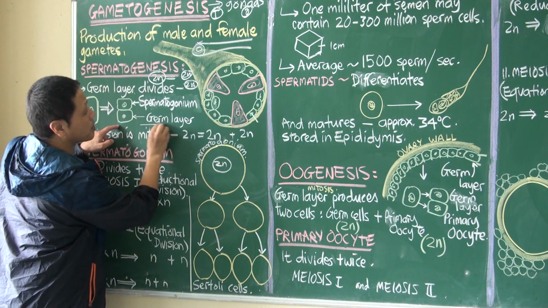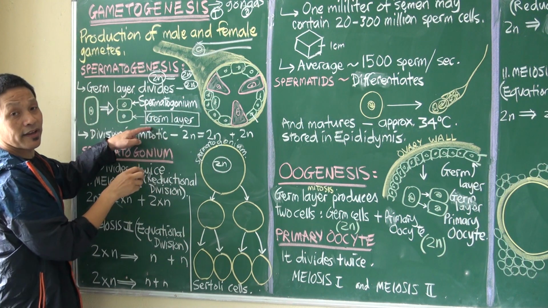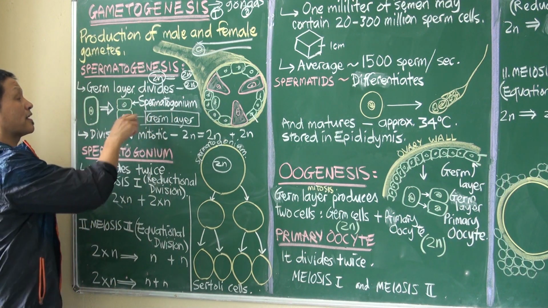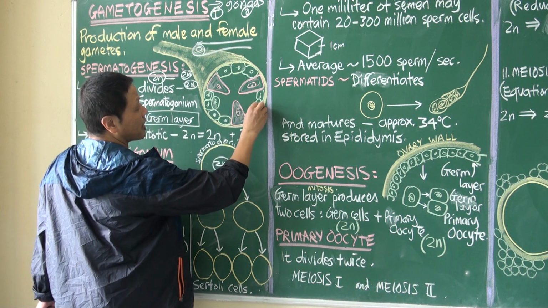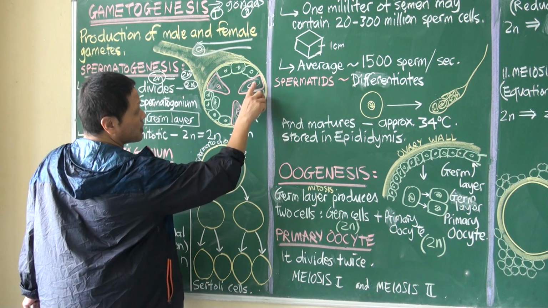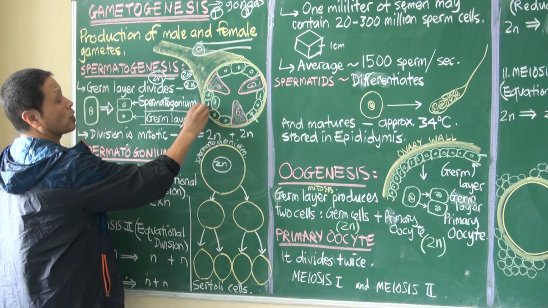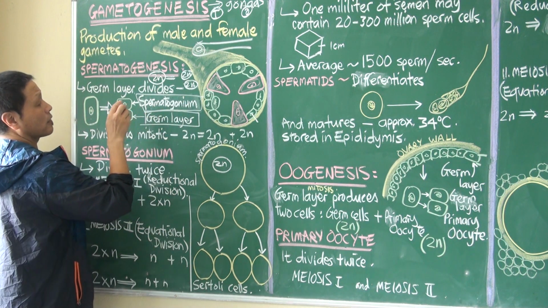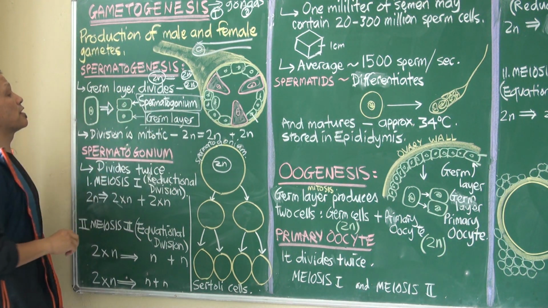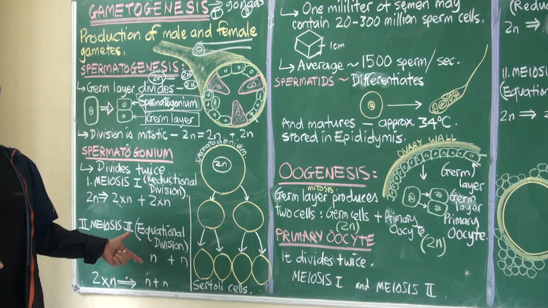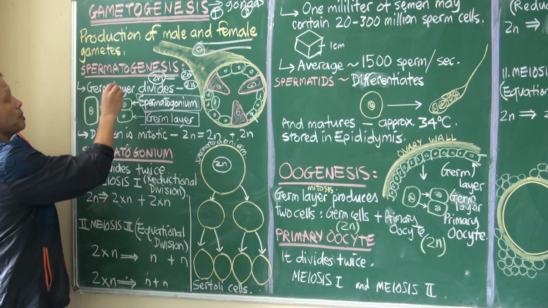One cell persists or continues to form the germ layer, and the other one is called the spermatogonium or spermatogonia. So this is labeled as, in the previous video I gave you this diagram, where this is labeled as spermatogonia. Spermatogonium is the precursor or the mother cell of the sperm cells.